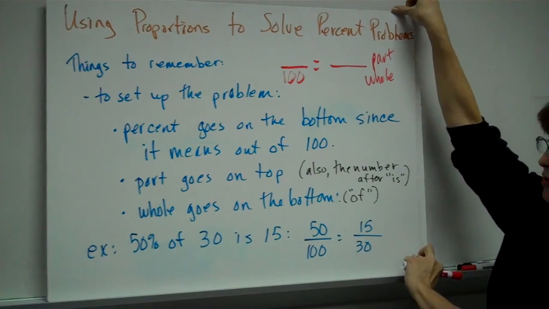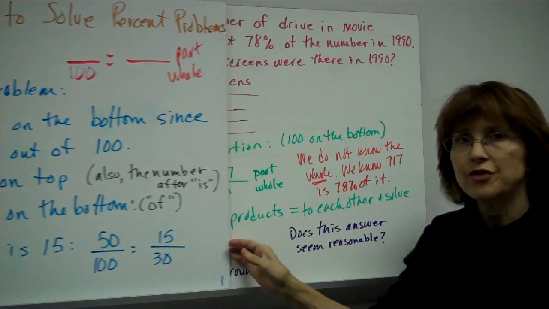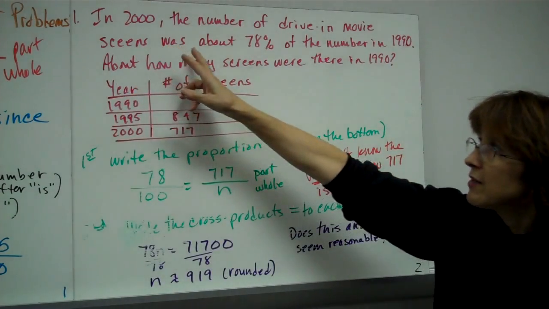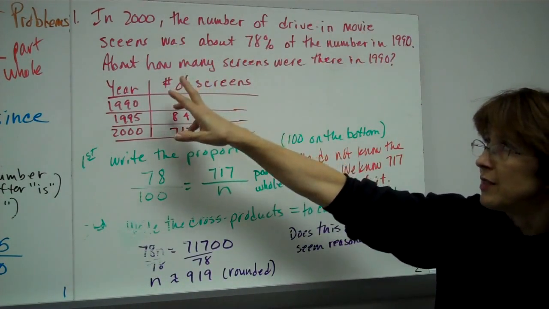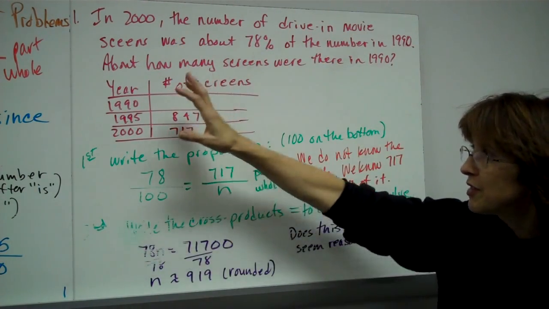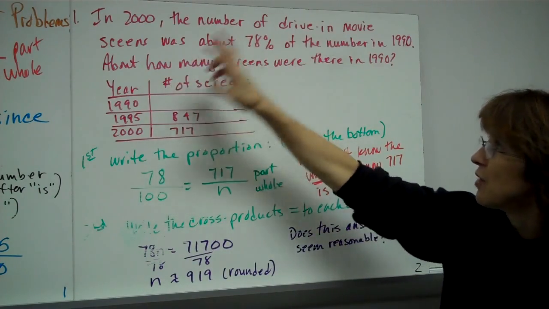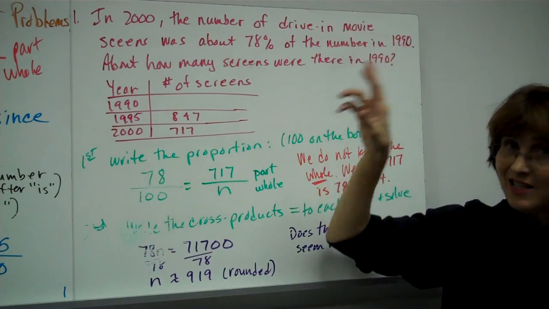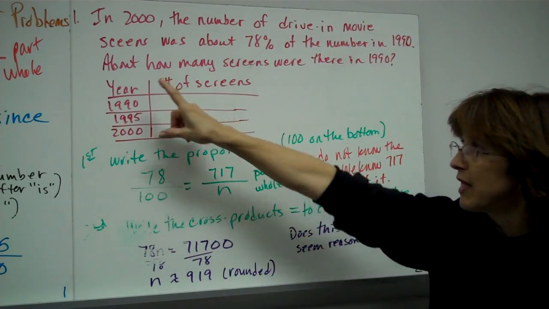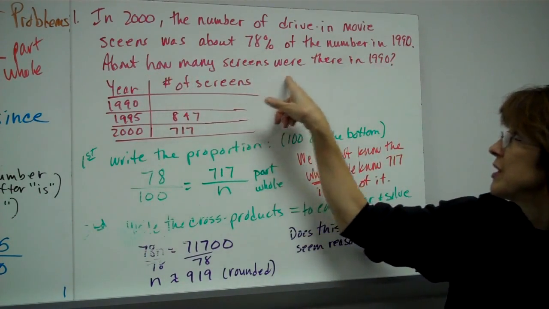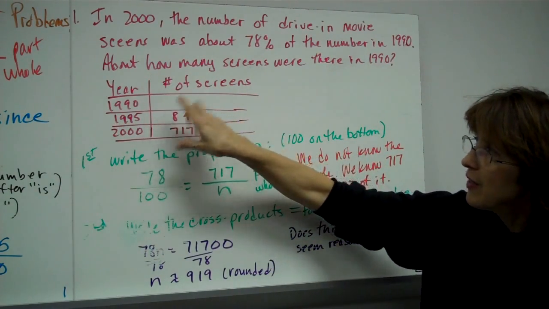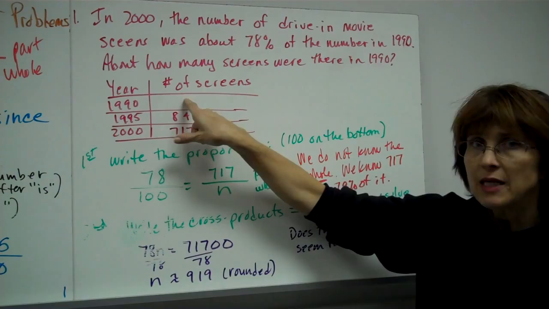Okay, so here's some examples. We're just going to go through many examples, and you'll understand it better from that. Okay, supposing number one, in 2000, the number of drive-in movie screens, which probably you don't even know about, but they used to have movies you watched outside, that was called the drive-in movie screen, was about 78% of the number in 1990. Okay, it gets a little confusing, but we can work it out. About how many screens were there in 1990? And here's a little chart they give you. Here's the year and the number of screens, and it's blank for 1990.